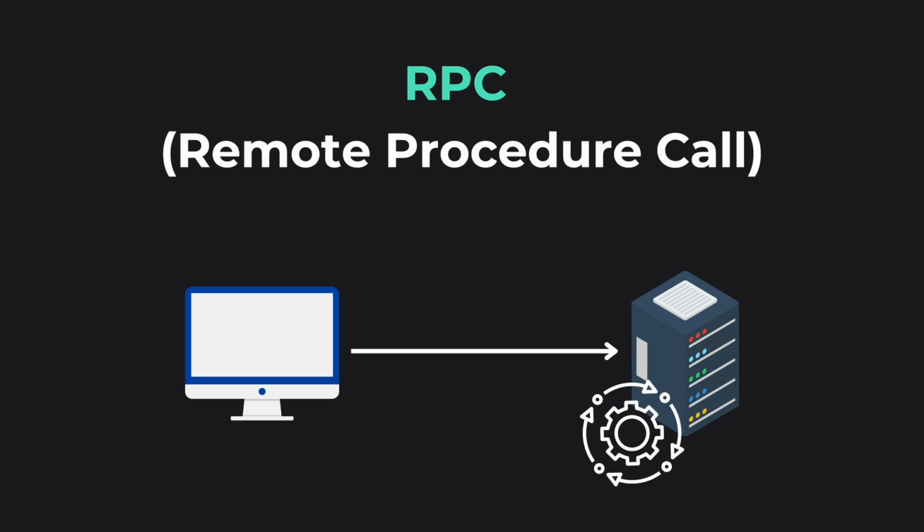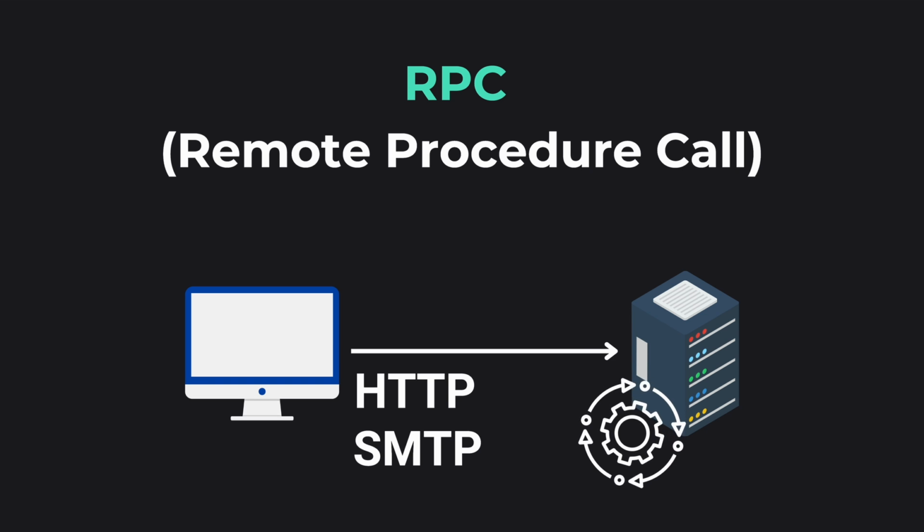And many application layer protocols use RPC mechanisms to perform their operations. For example, in web services, HTTP requests can result in RPC calls being made on the backend to process data or perform actions on behalf of the client. Or SMTP servers might use RPC calls internally to process email messages or interact with databases.